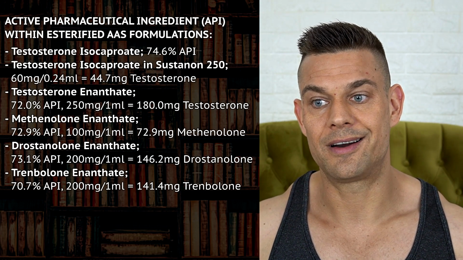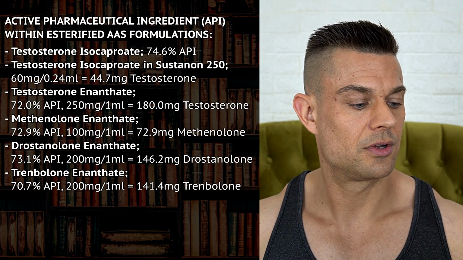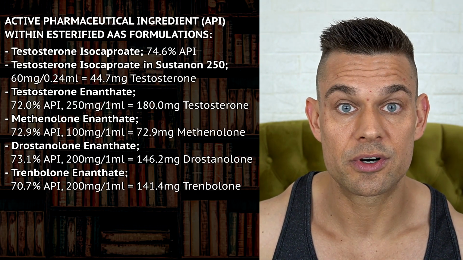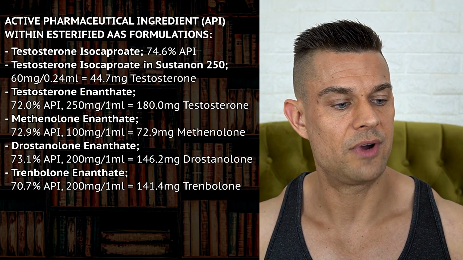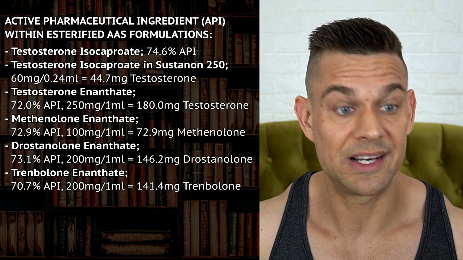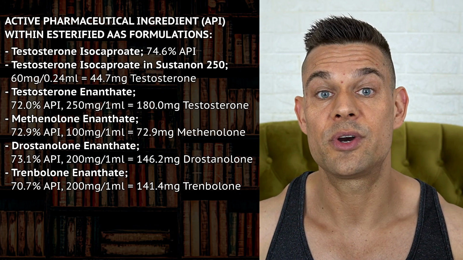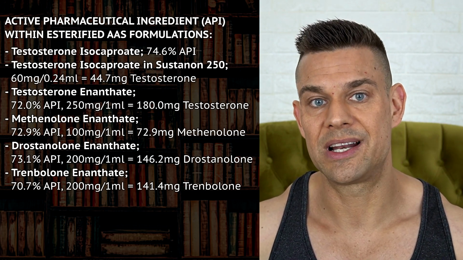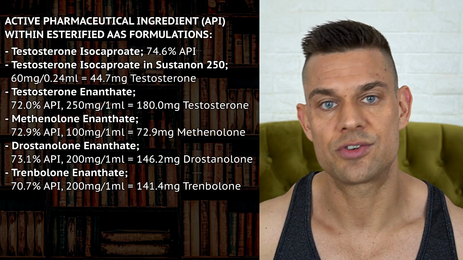So if you are limited in injection volume, you would have to choose drostanolone enanthate over drostanolone propionate, because drostanolone propionate will give you 84.4 milligrams per 1 milliliter, but drostanolone enanthate will give you 146.2 milligrams drostanolone per 1 milliliter, right? So the injection volume always contributes.